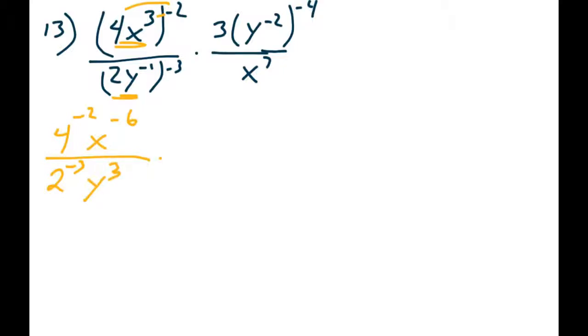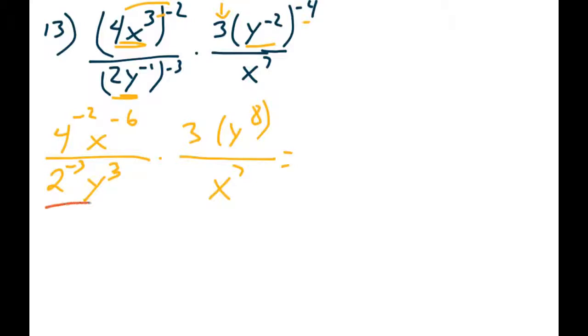All right, and now over here, everything in the parentheses is going to the negative fourth. So that means this 3 is not, this stays 3. And then that y to the negative second to the negative fourth would be the positive 8. And then denominator x to the 7th just stays. All right, we got a lot going on here. Let's see if we can clean this up a little bit.